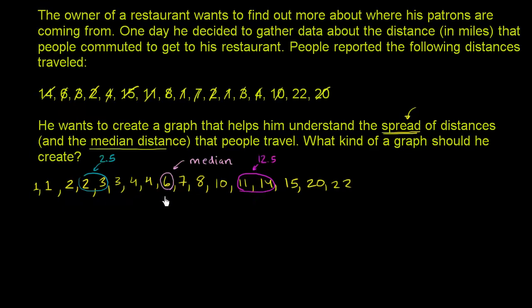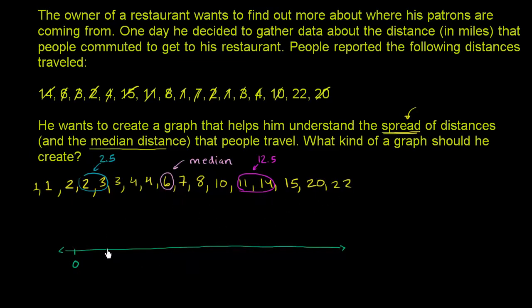And now we've figured out all of the information we need to actually create or draw our box and whisker plot. So let me draw a number line. So my best attempt at a number line. So that's my number line. And let's say that this right over here is 0. I need to make sure I get all the way up to 22 or beyond 22.